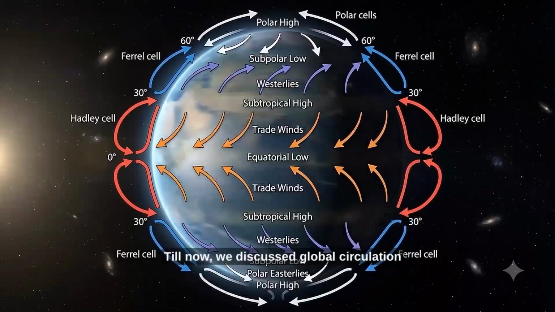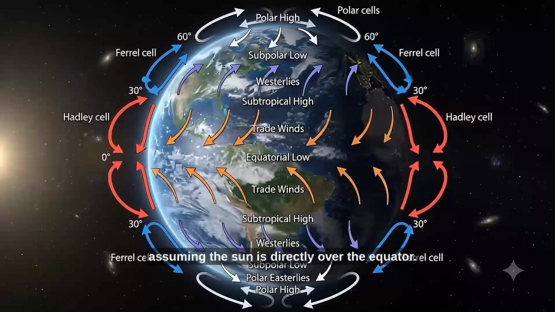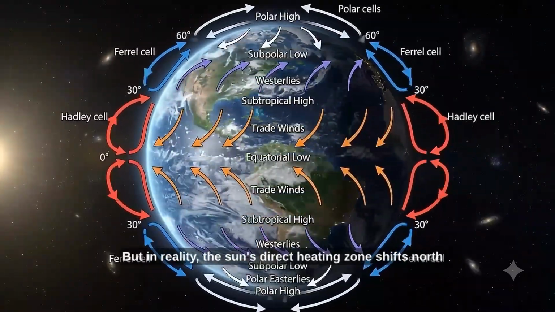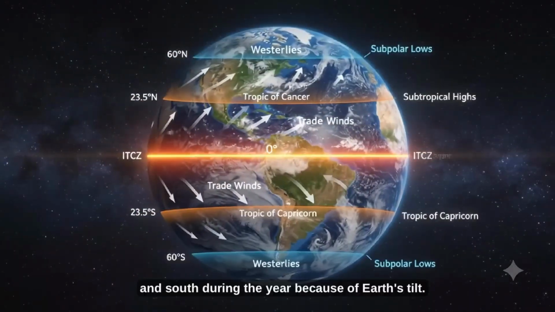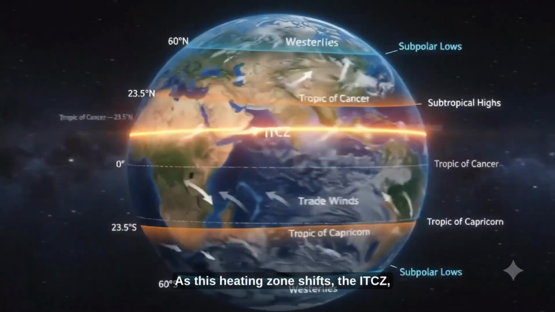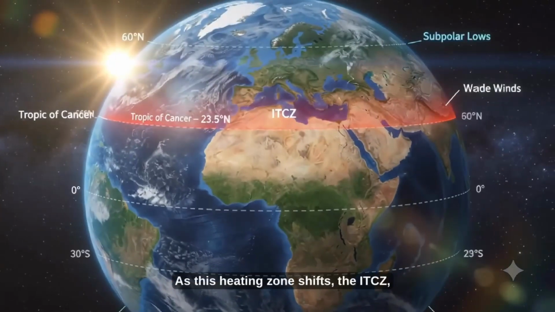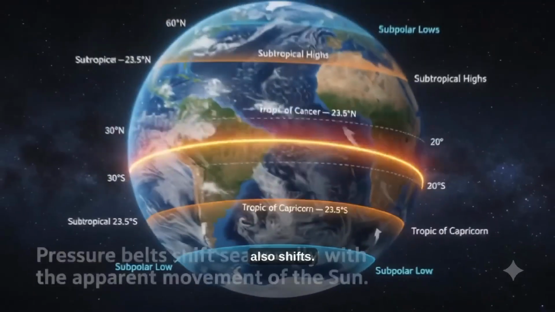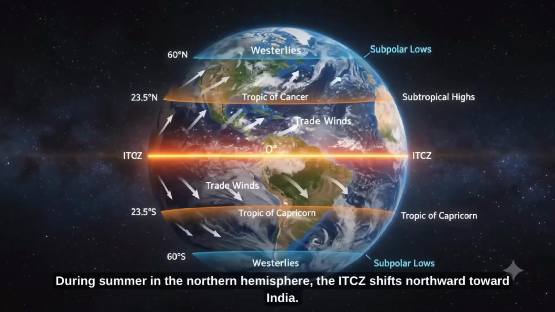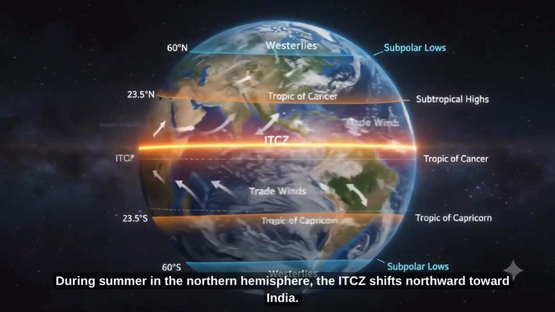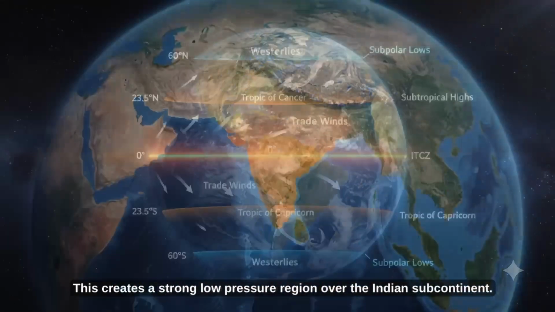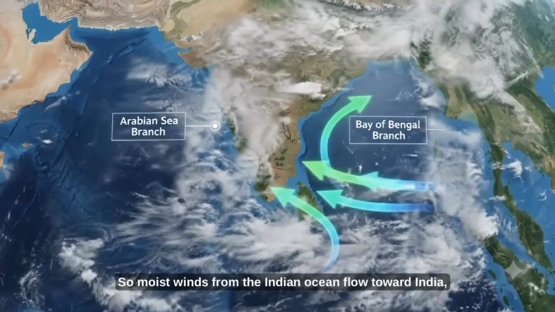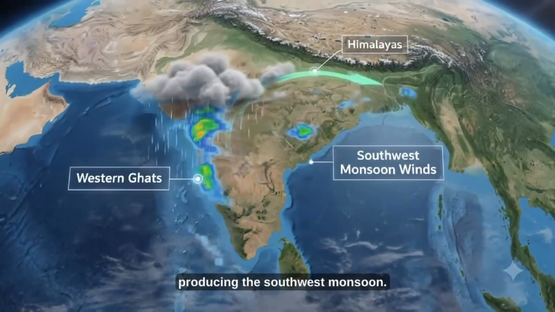Till now, we discussed global circulation assuming the sun is directly over the equator. But in reality, the sun's direct heating zone shifts north and south during the year because of Earth's tilt. As this heating zone shifts, the ITCZ, the belt of low pressure and rising air near the equator, also shifts. During summer in the northern hemisphere, the ITCZ shifts northward toward India. This creates a strong low pressure region over the Indian subcontinent. So moist winds from the Indian Ocean flow toward India, producing the southwest monsoon.